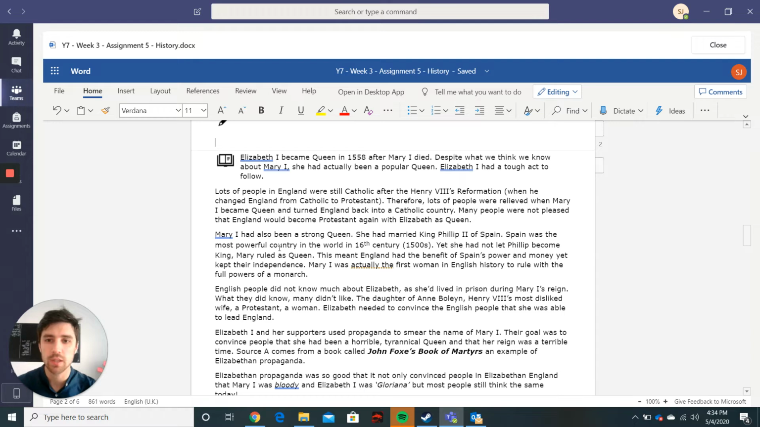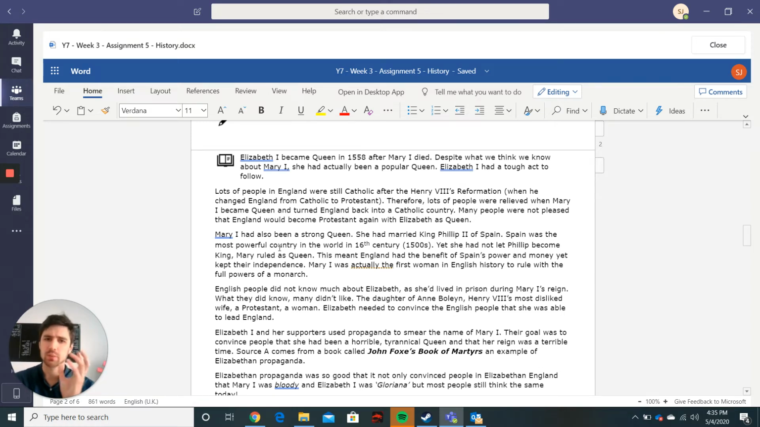Okay, there's some tricky words and terms in there, so I'm going to read it to you. Elizabeth I became queen in 1558 after Mary I died. Despite what we think we know about Mary, she had actually been a popular queen. British people liked her. Elizabeth I had a tough act to follow.